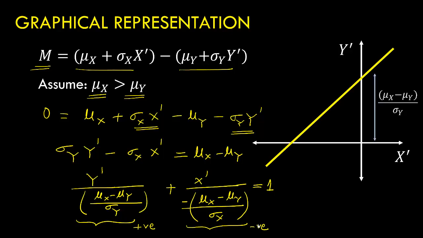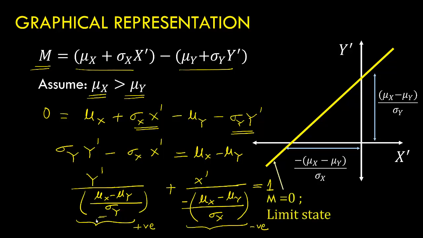have, and the intercept on the y-axis, that is mu x minus mu y divided by sigma y, this term, and this is the intercept on x-axis, that is a negative intercept, mu x minus mu y divided by sigma x, and this is the limit state equation, that is the limit state line. So this line is limit state line.